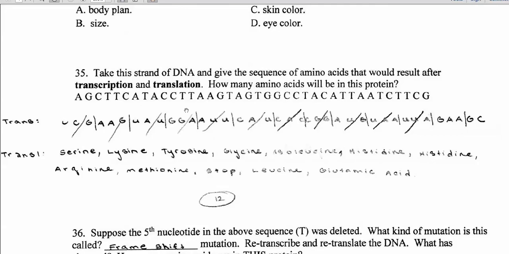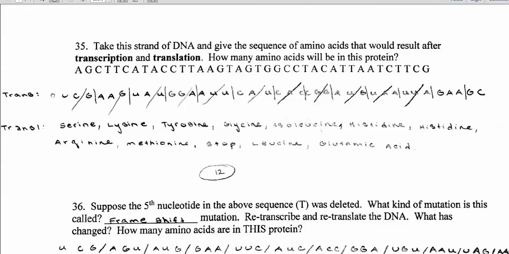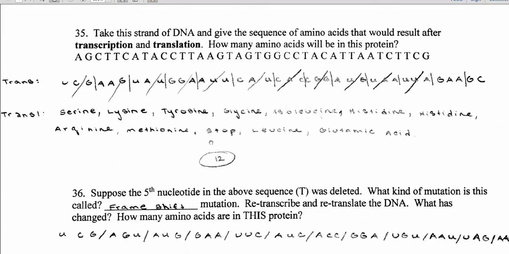And then, for here, guys, what I did was I first transcribed it, okay, and then I translated it. And so if you find any issues with what you have, please let me know. Notice I've got GC at the end here. I can't get an amino acid based on that, so I can only make 12 amino acids, okay?